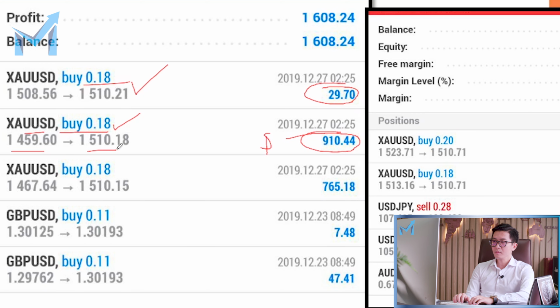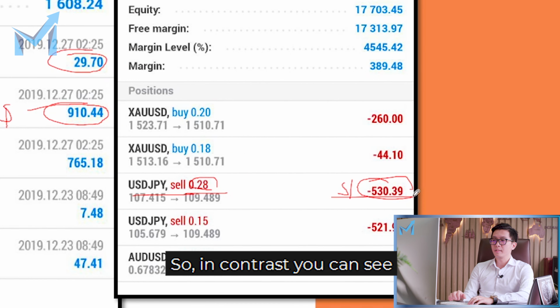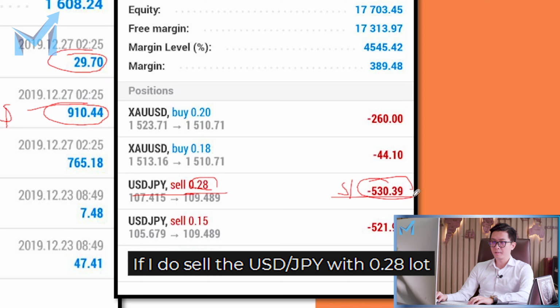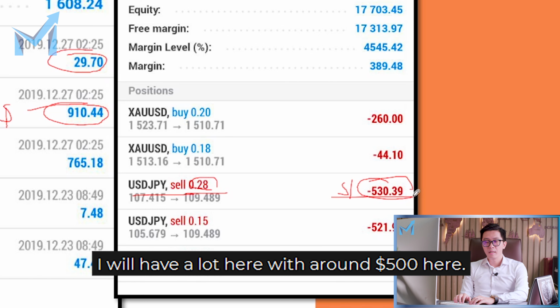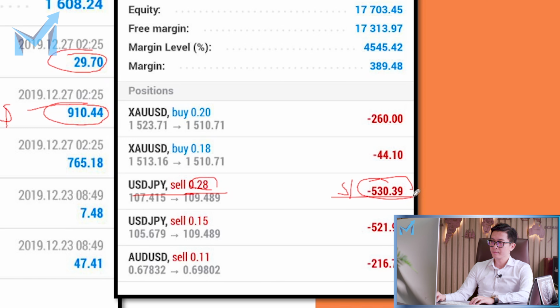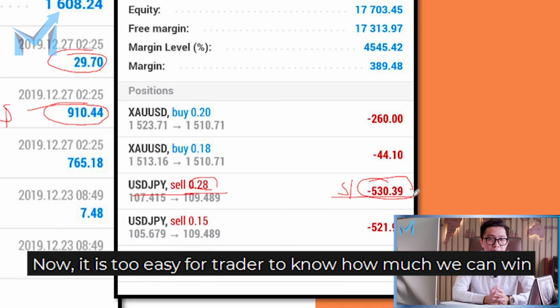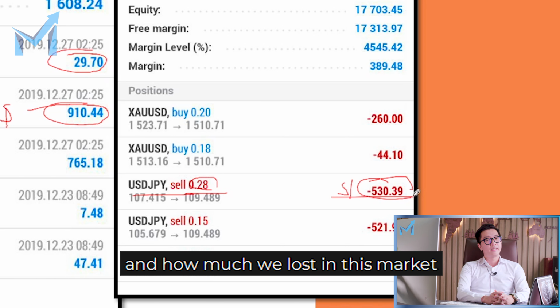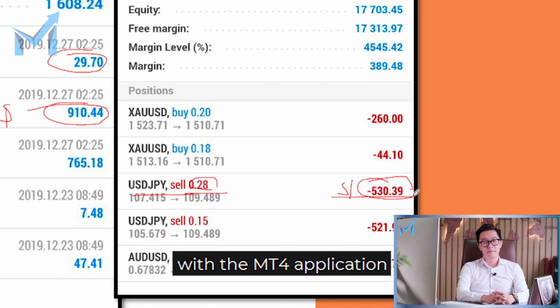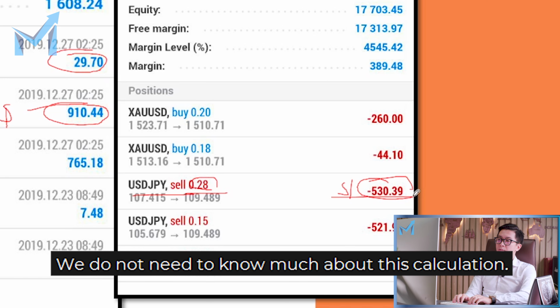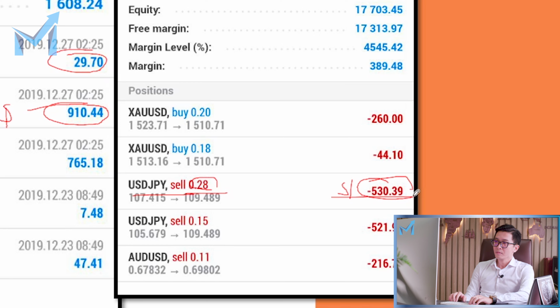So in contrast, you can see if I sell USD/JPY with 1.228 lots, I will have a loss of around $500. It is now too easy for a trader to know how much we can win and how much we lose in this market with the MT4 application. We do not need to know much about this calculation.